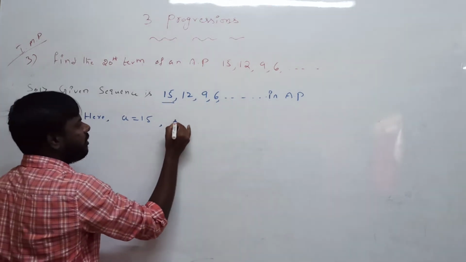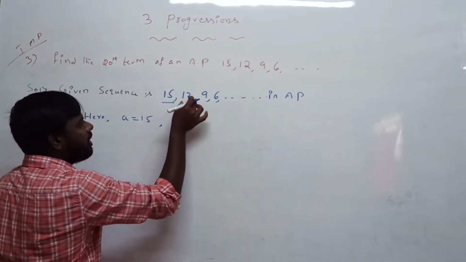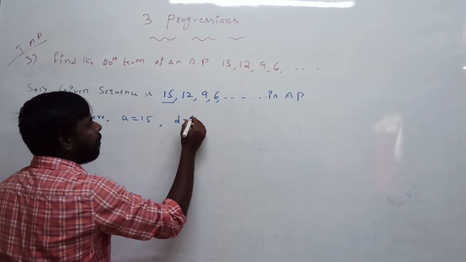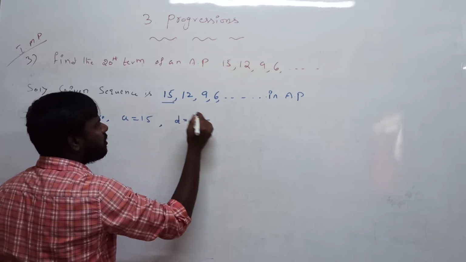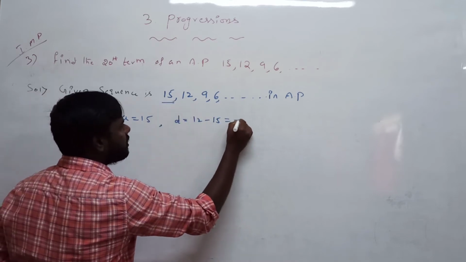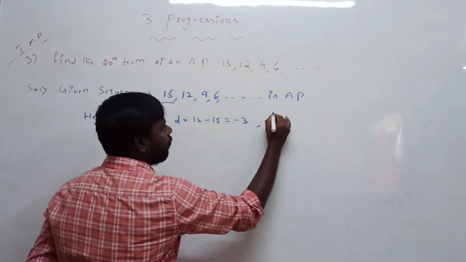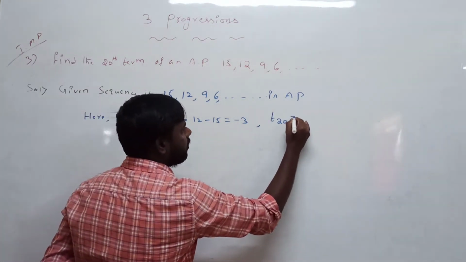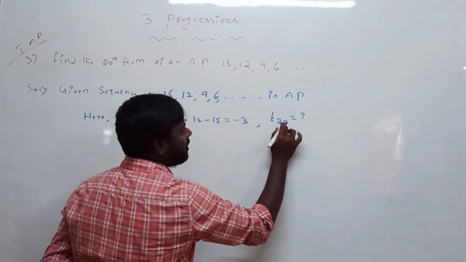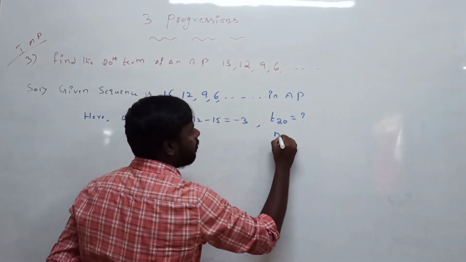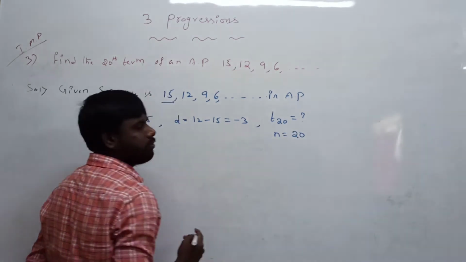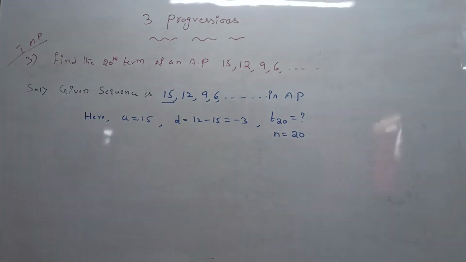Next, d. d is nothing but any term minus the term before it. I am taking 12; the term before it is 15. 12 minus 15 is minus 3. What are they asking? Find the 20th term. So it is nothing but Tn, where n is 20. Did you understand? It is clear.